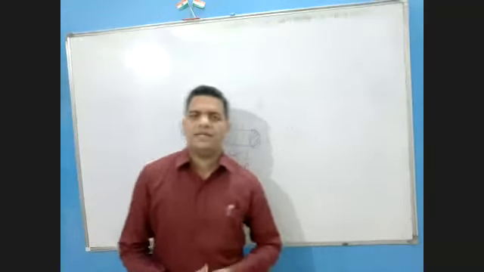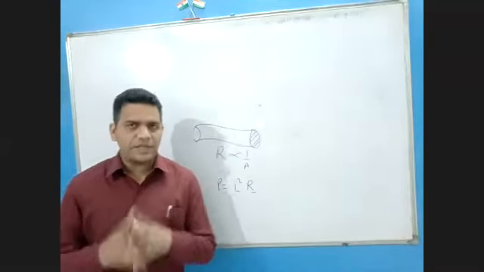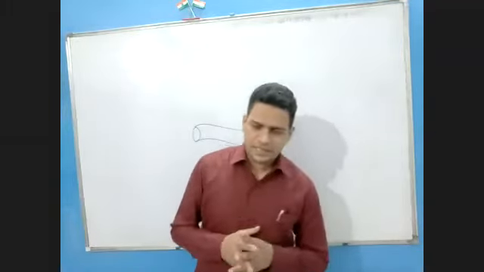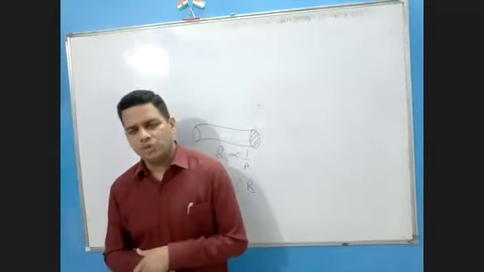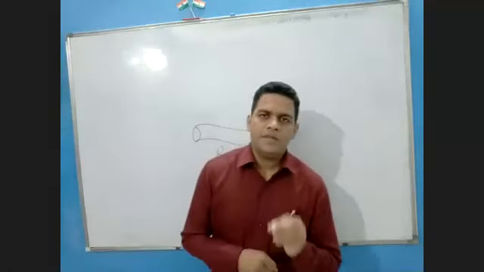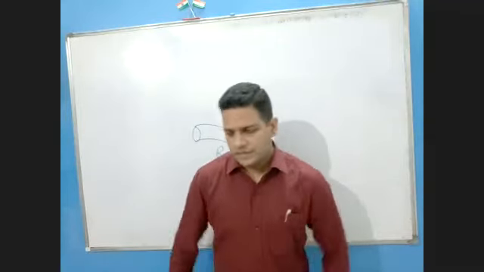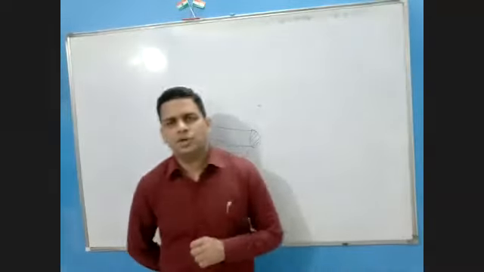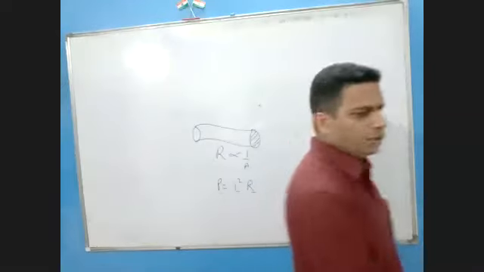To minimize it, we choose the core of such material that has a lesser hysteresis loop area. For this purpose, we use soft iron. Soft iron has a lesser hysteresis loop area as compared to steel. Steel has a higher hysteresis loop area as compared to soft iron. So this is the energy loss.